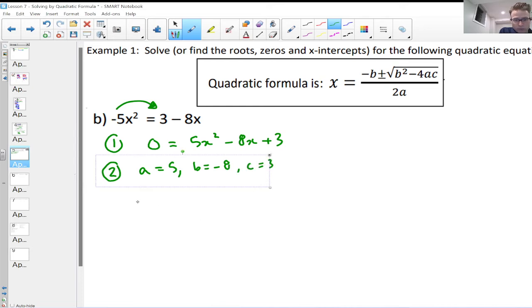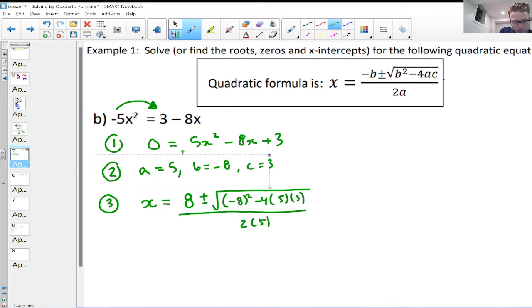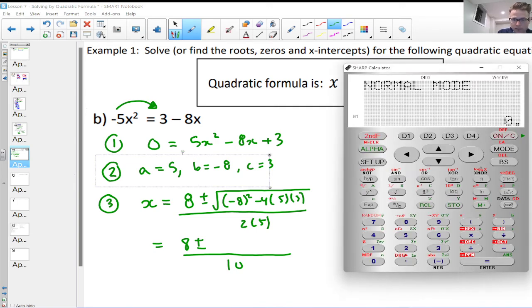So here we're going to put it now into the quadratic formula, which you can see I wrote up here for you. So I'm going to have here x is equal to negative b, so it's really going to be 8 plus or minus the square root of negative 8 squared minus 4 times 5 times 3, all over 2 times 5. So this is going to be 8 plus or minus. On the bottom here I've got a 10, and let's not waste any time. Let's put this in the calculator.